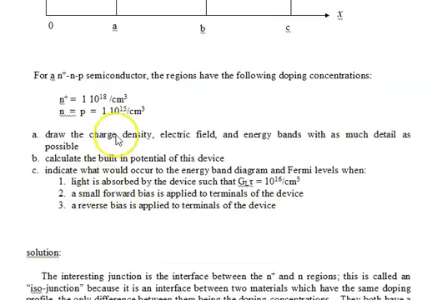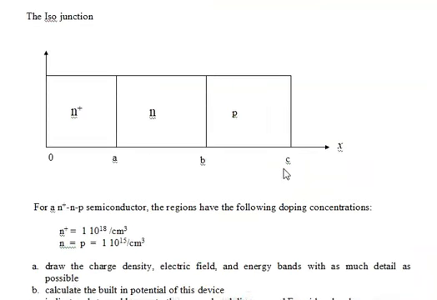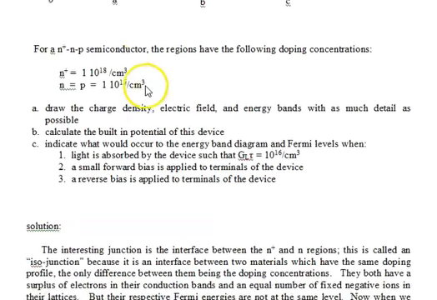So we're asked to draw the charge density curves, the electric field, and the energy band diagram with as much detail as possible. I'm not quite sure what that means. Just draw it, and that's really what that's all about. And then we're going to calculate the built-in potential. There's actually two potentials, one here, barriers or band bending at this point, and there's another one here. This one is fairly straightforward because it's just 10 to the 15th, 10 to the 15th. This one's a little bit more interesting.